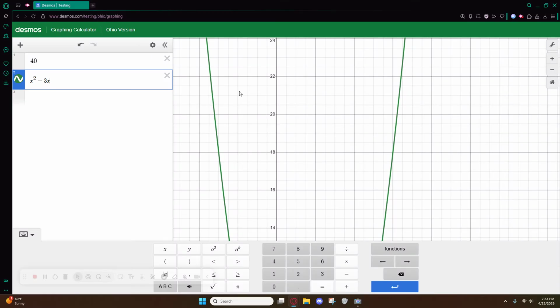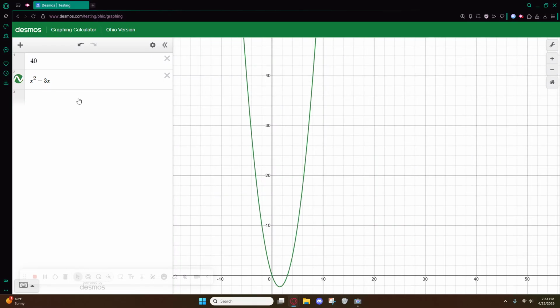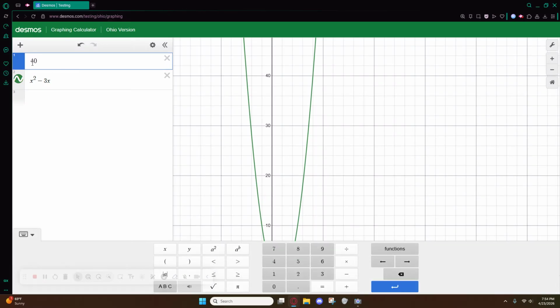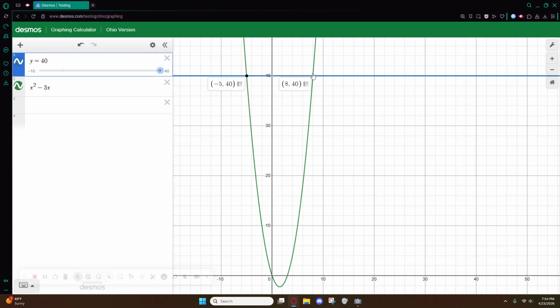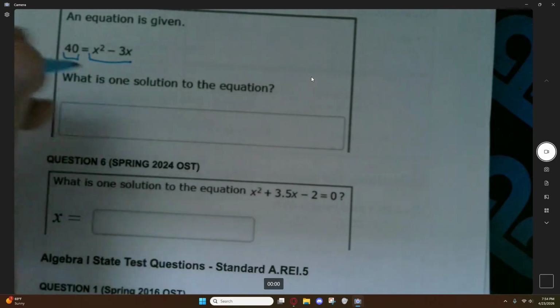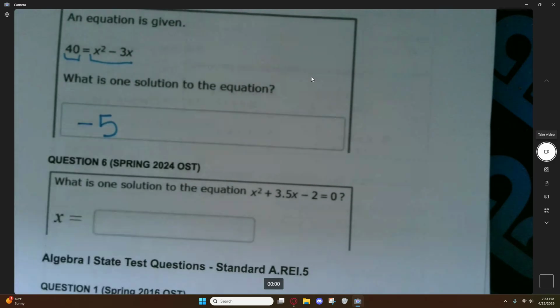Now, as I said last time, because you're just putting in a constant, it's not showing a line. You know it's not showing a line because you see how this has the little line symbol right here? There is no line symbol here. To get it to show a line, y equals 40. Okay? Where do they cross? Negative 5 and 8. You pick one of them. I'm going to pick negative 5. That's it.